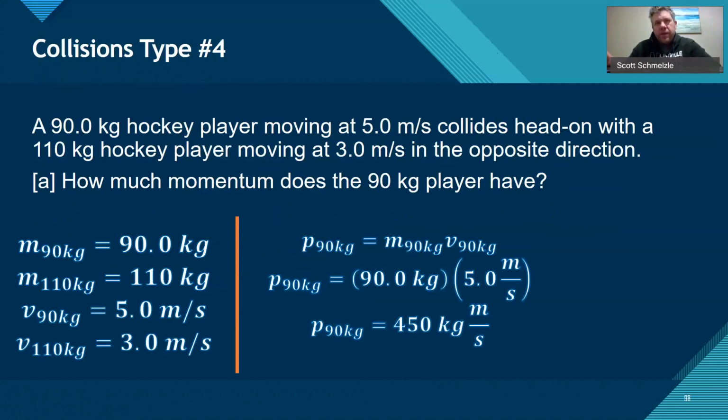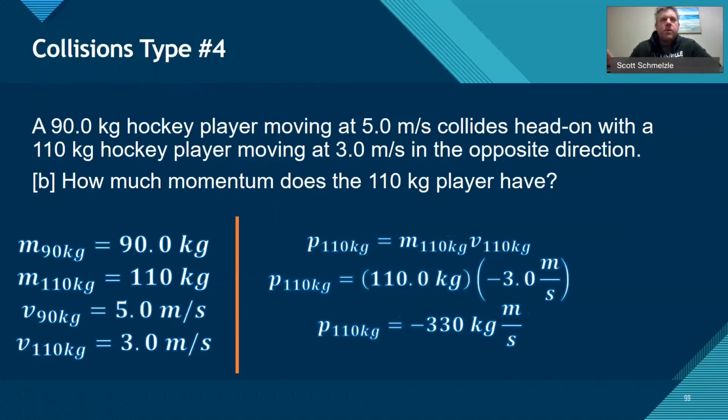So I'm going to take that 90 kilograms times 5 meters per second. I end up finding that the momentum for the 90 kilogram person is 450 kilogram meters per second. The second one, how much momentum does the 110 kilogram player have? Well, that's the same calculation as we just did. Now, notice the subtle difference here.